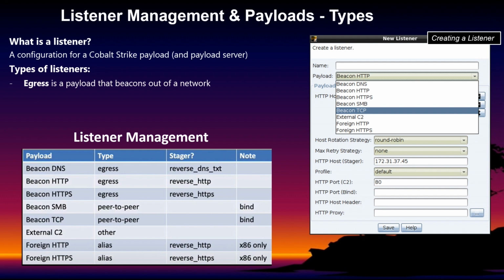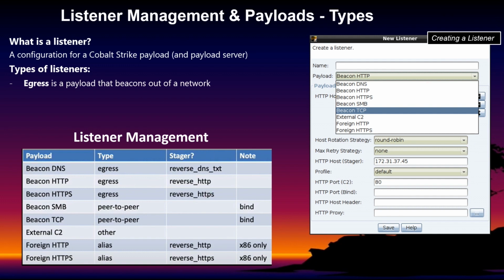The first type of listener is called egress. It's a payload that beacons out of a network. If you want this type of payload, you have to use either HTTP, HTTPS, or DNS, as these are the only types of payload that beacon out of the network. They're egress type, going out.